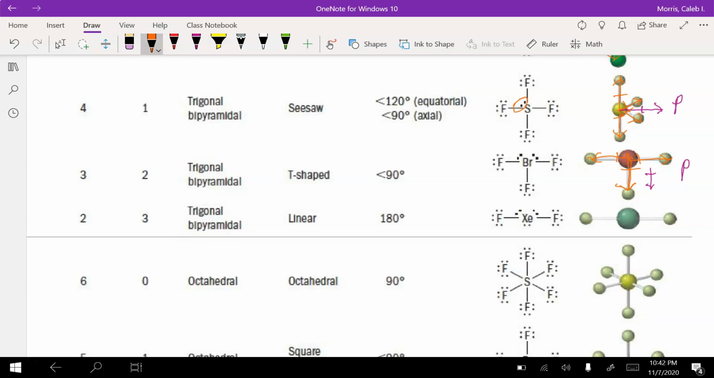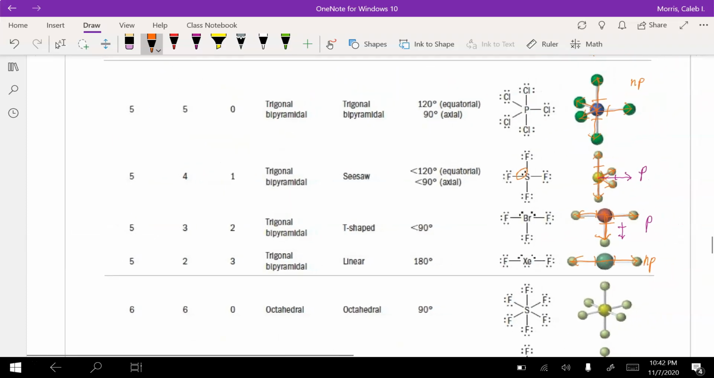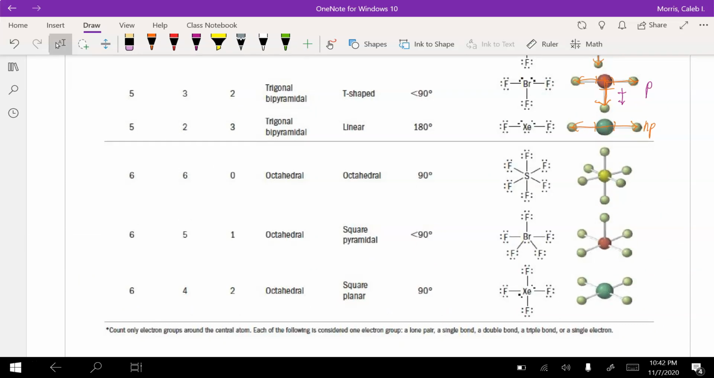All right. XeF2, F is more electronegative. You can see that these two dipoles cancel each other out because it's linear. So this is nonpolar. Looking at the octahedral molecule, all of our dipoles, there are 6 of them, and they cancel each other out, so that makes this nonpolar.